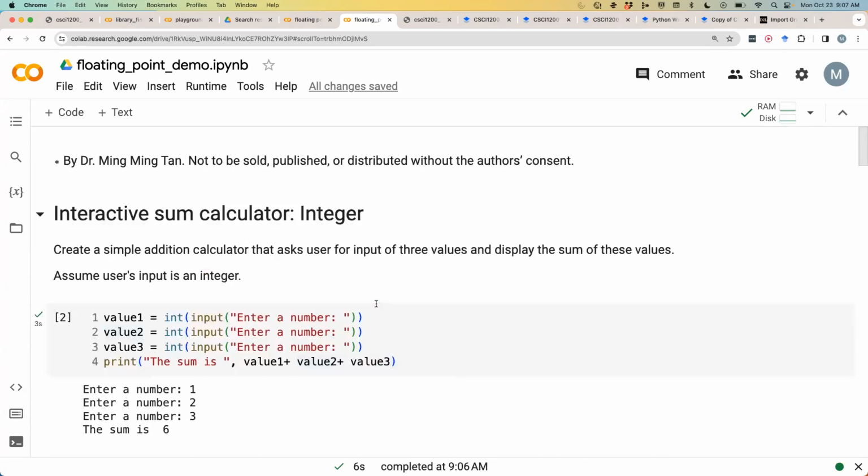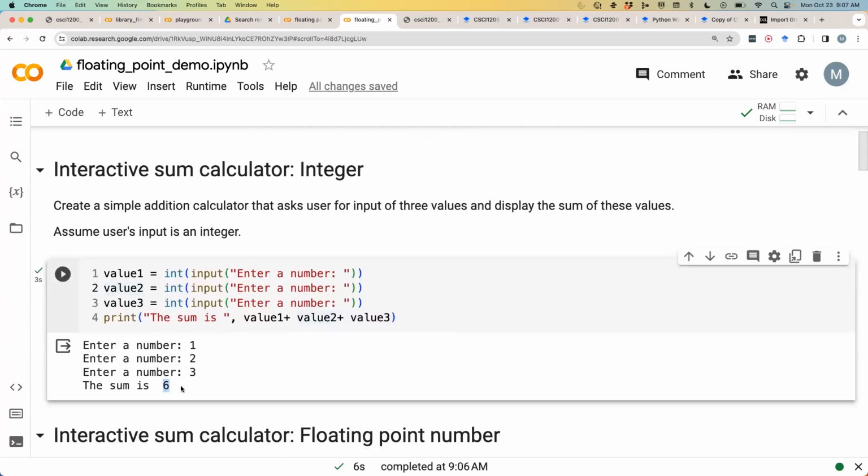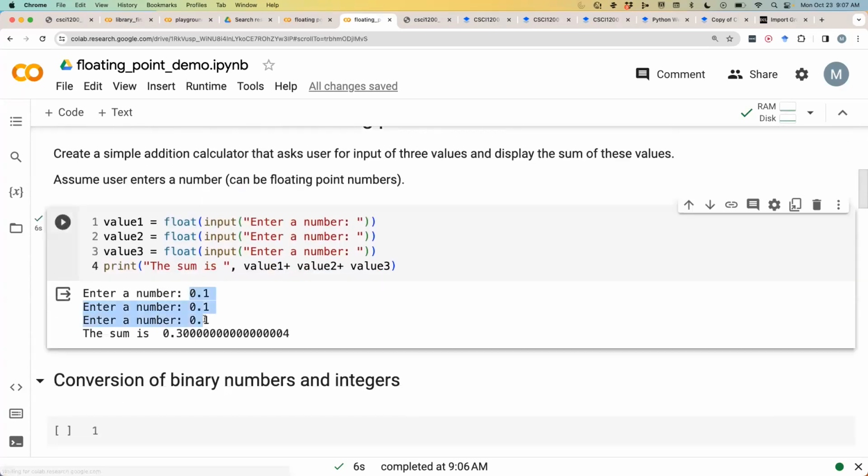Why? For integers, we have no errors. 3 plus 2 plus 1 gives us 6. This is exactly how the mathematics works. 1 plus 2 plus 3 is 6. However, when I do 0.1 plus 0.1 plus 0.1, the same calculation of adding them gives me an error. It gives me a small error, some number of zeros and a 4 at the end. It doesn't give me exactly 0.3.